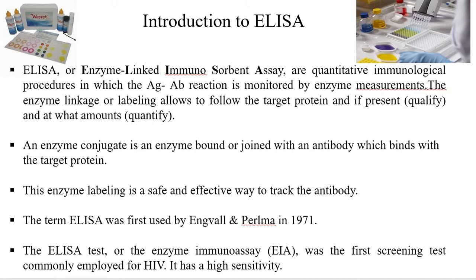Enzyme linked immunosorbent assay, also known as enzyme immunoassay, is a biochemical technique used mainly in immunology to detect the presence of antibody or an antigen in a sample. ELISA stands for enzyme linked immunosorbent assay. I start this lecture with an example of how this test will be performed.